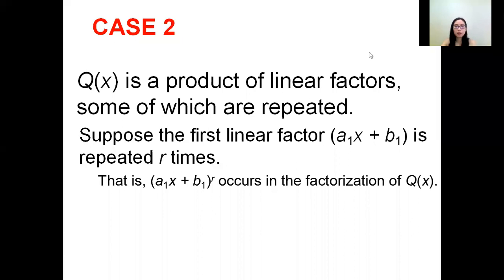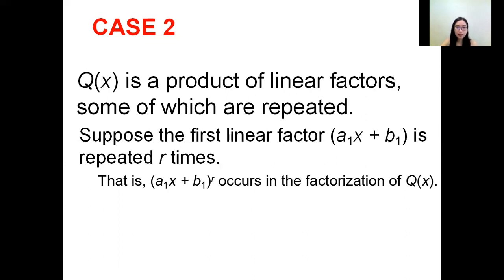And now let's proceed with the second case, or case 2. Q of x is a product of linear factors. Some of these are repeated. Suppose that the first linear factor, a sub 1 x plus b sub 1, is repeated r times. So there is a repetition, where one linear factor is repeated. Recall case 1, where all factors are distinct. Case 2 is when a factor, the first linear factor, is repetitive.